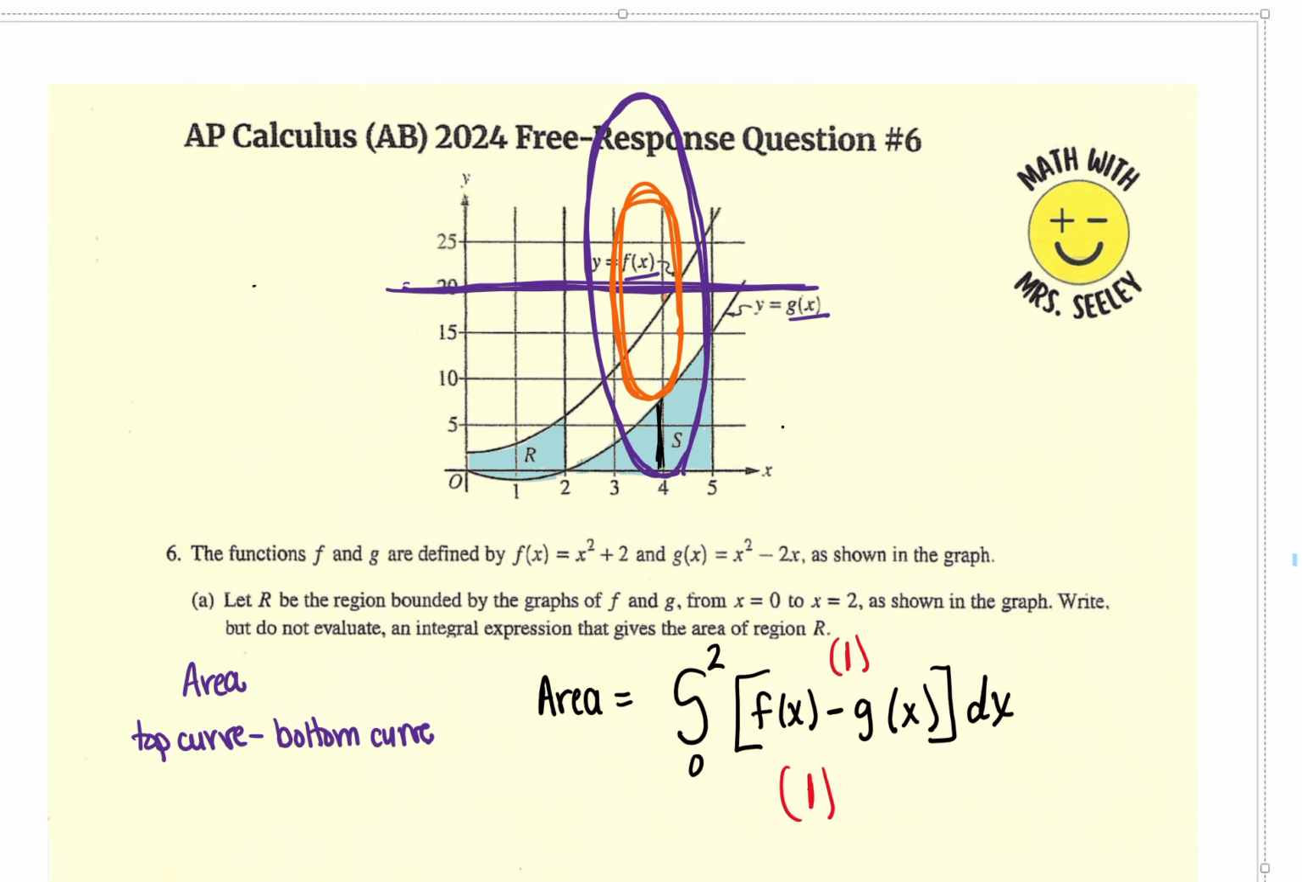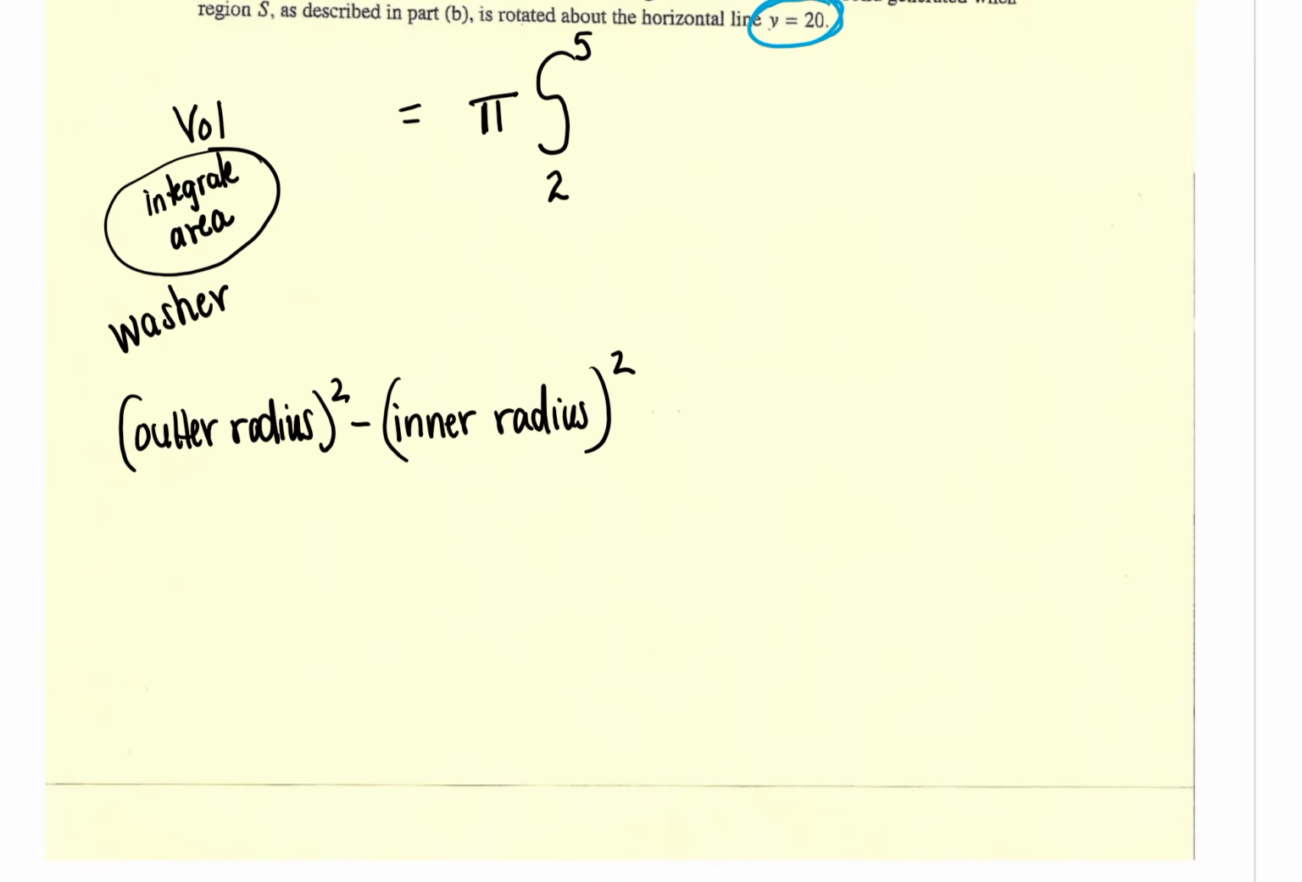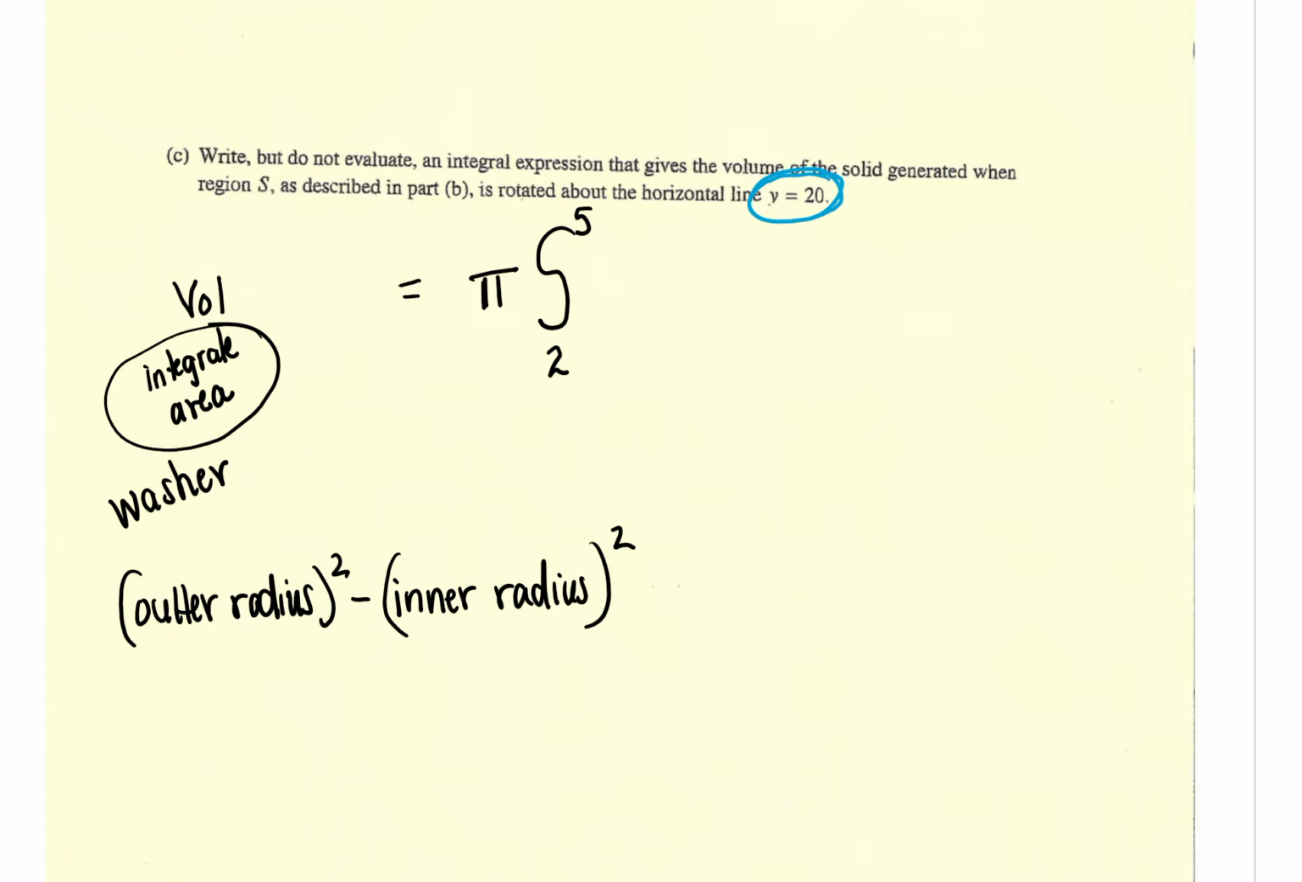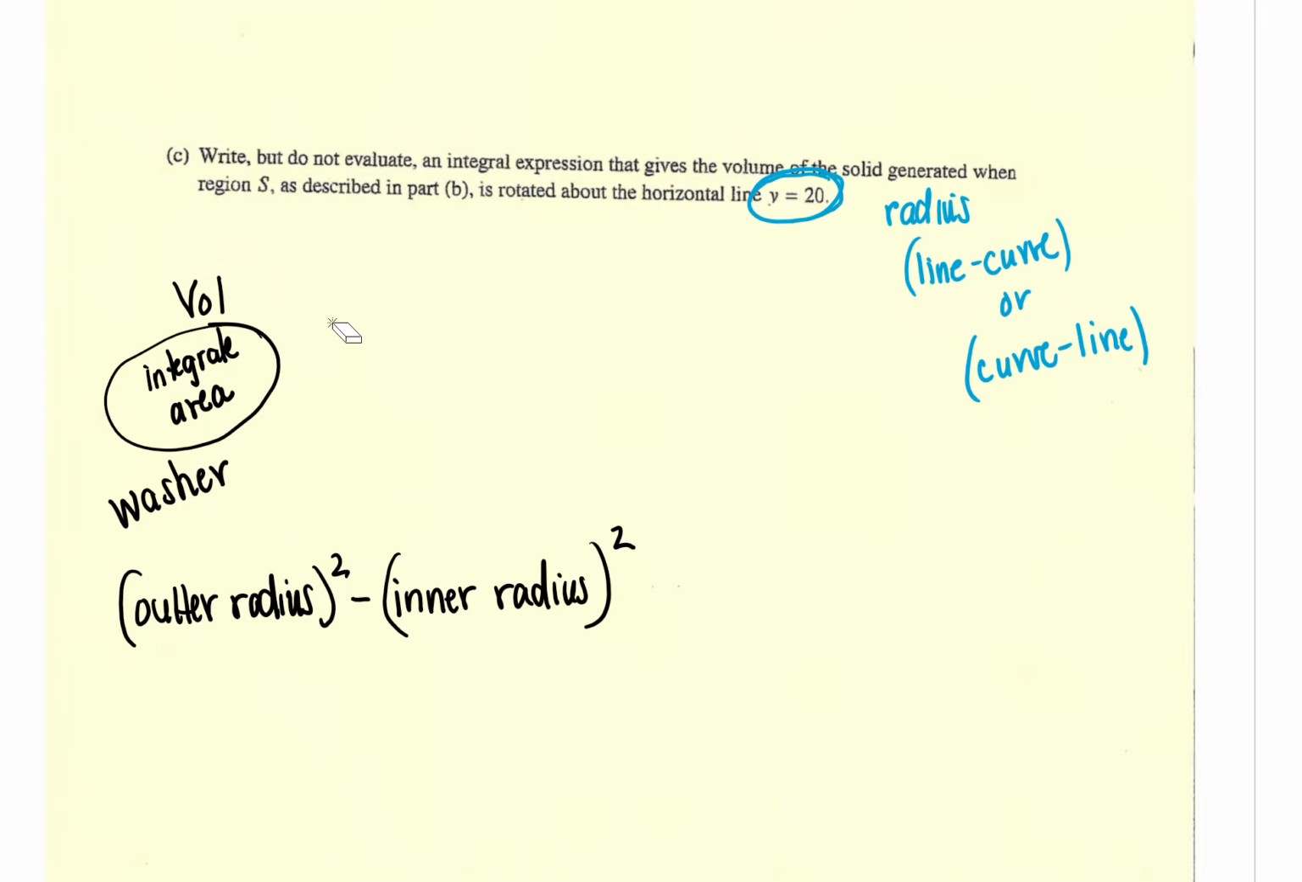So like this orange one, this right here is my radius. So it's from the curve to the line. And the same thing with this purple one. It's from the curve to that line. That's the radius. So when I'm getting my radius, it's defined to be, you can either say line minus curve, or you can say the curve minus the line. Both are acceptable. So on this right here, I'm going to give myself a little more room.